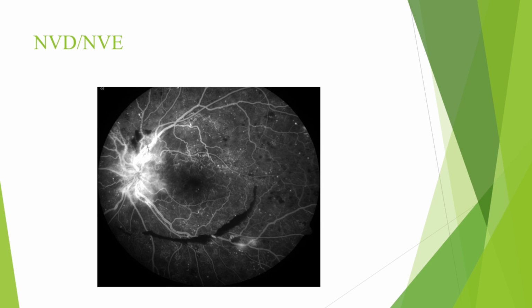This is a picture of neovascularization of the disc and neovascularization elsewhere, where we can see areas of hyperfluorescence with fuzzy margins, suggestive of neovascularization of the disc. And this is an area of hyperfluorescence suggesting neovascularization elsewhere. And this is blocked choroidal and retinal fluorescence due to a pre-retinal heme.